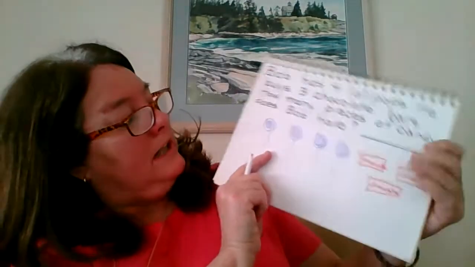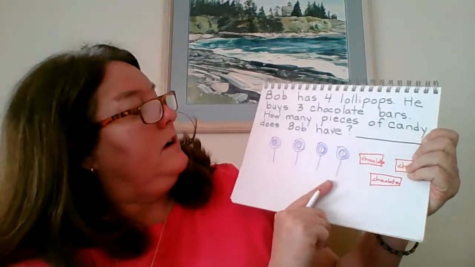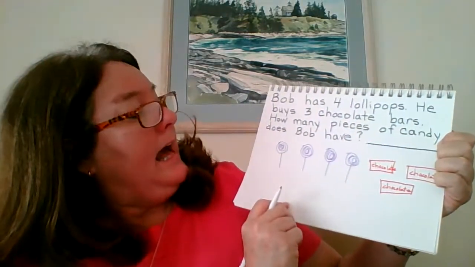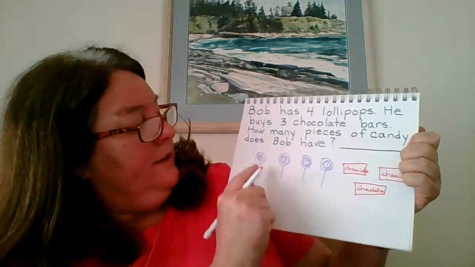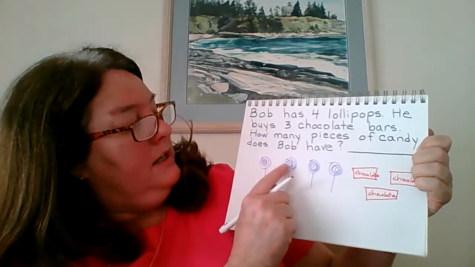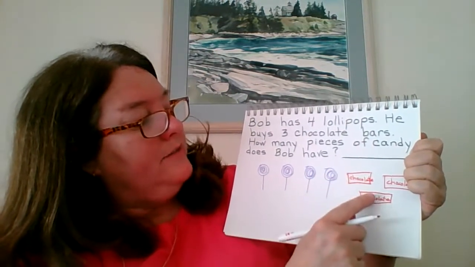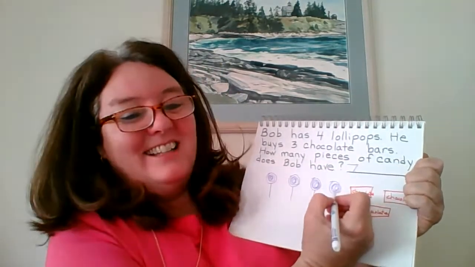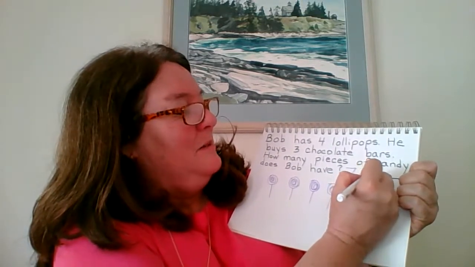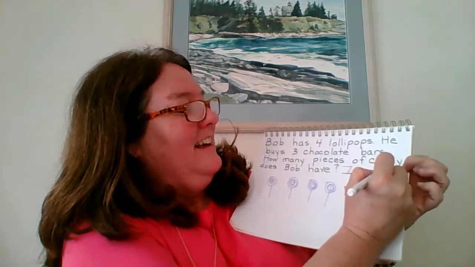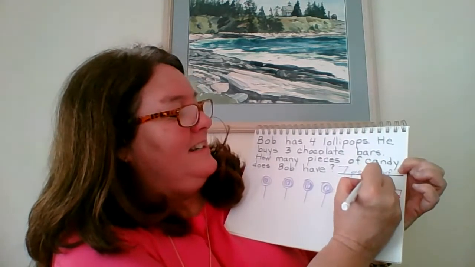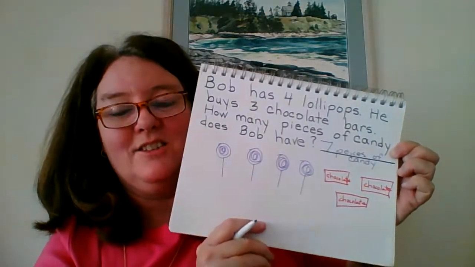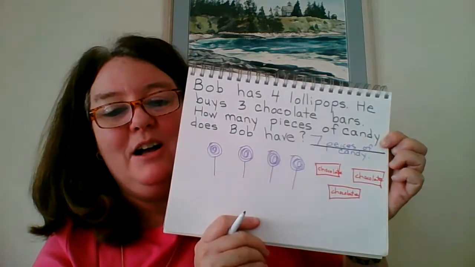Bob has 4 lollipops. 1, 2, 3, 4. He buys 3 chocolate bars. 1, 2, 3. How many pieces of candy does Bob have? Well, let me find out and count them up. 1, 2, 3, 4, 5, 6, 7. Should I just say 7? No, I have to label my answer. 7 pieces of candy. Bob has 7 pieces of candy because he started out with 4 pieces and then he bought 3 more.